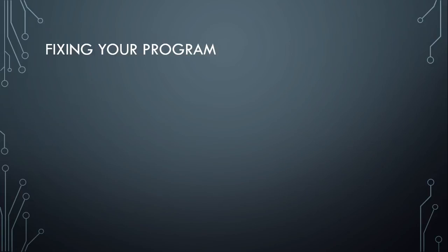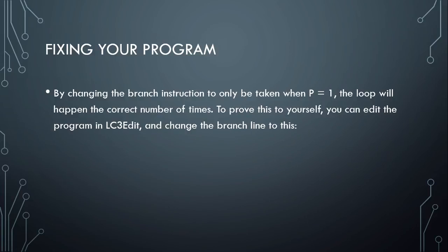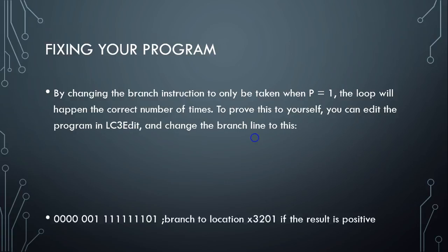So let's work on fixing our program. By changing the branch instruction to be taken when p equals 1, the loop will happen the correct number of times. So we don't want, when 0 is true, we want it to stop. We want to go 3, 2, 1, done. We don't want it to hit 0, because otherwise that's too many loops. So to prove yourself, you can add the program in LC3 edit and change the branch line to this.